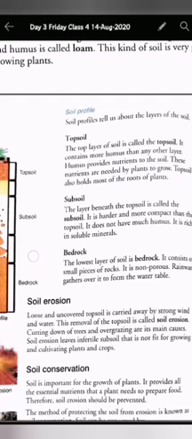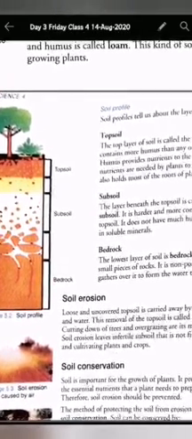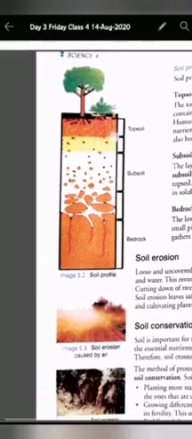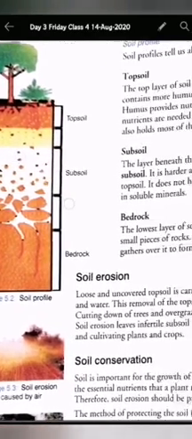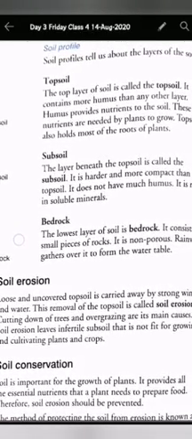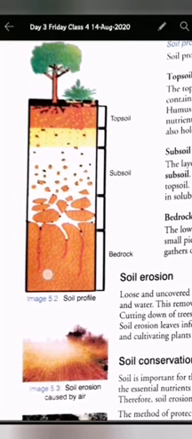Topsoil also holds most of the roots of the plant, as you can see in the picture given. Right now, children, subsoil, the layer beneath the topsoil. The layer after topsoil is your subsoil, as you can see in the figure.